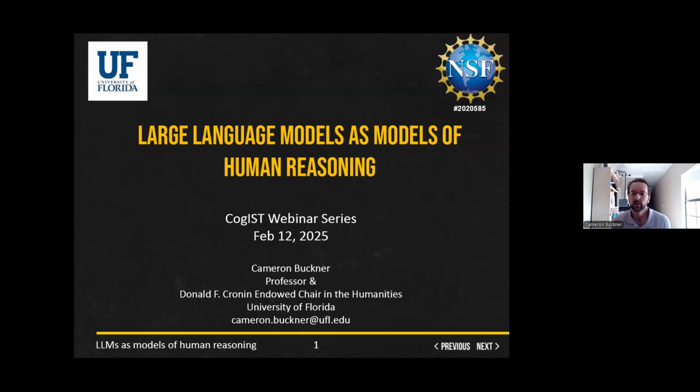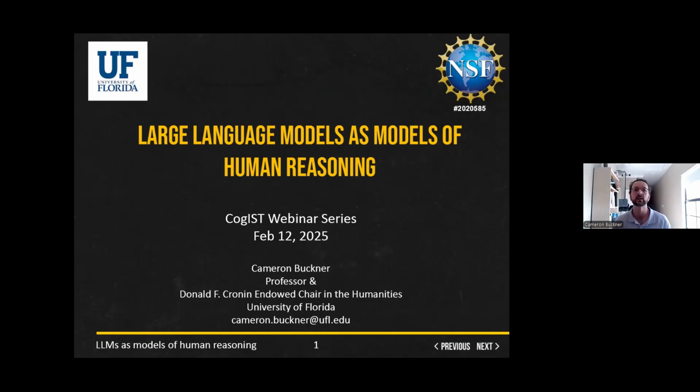I'm going to begin by giving a little background on my book and what I've been working on generally over the last 5 years. But the main topic today is to consider recent advances in large language models like GPT-4, o1, o3, and DeepSeek to evaluate their suitability as models of human reasoning.